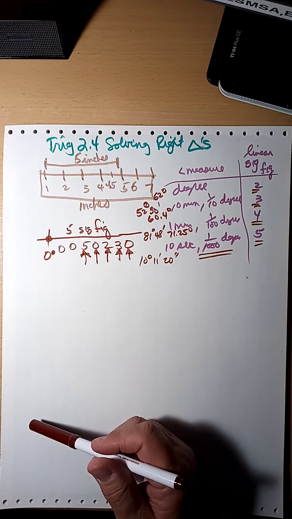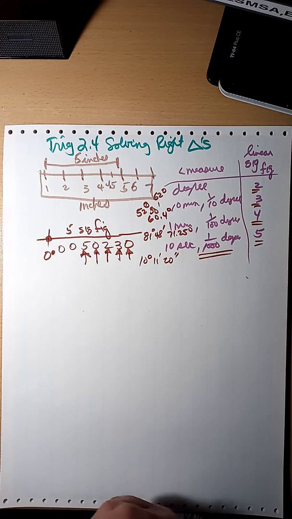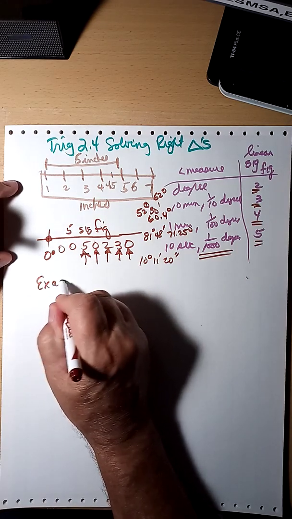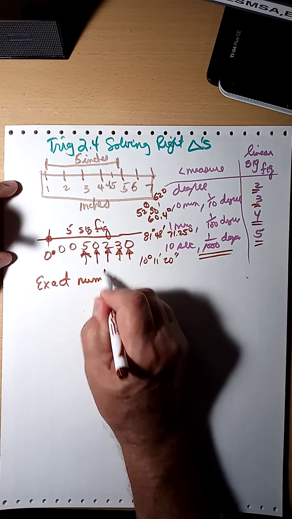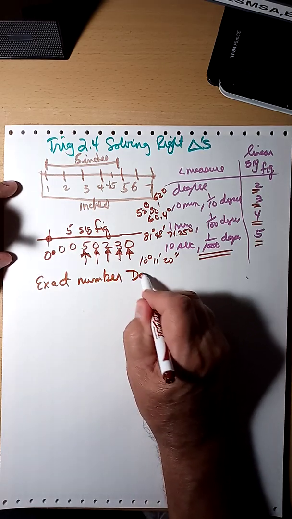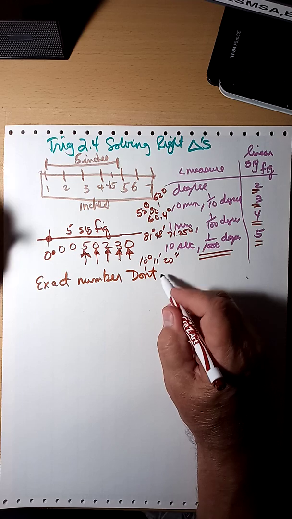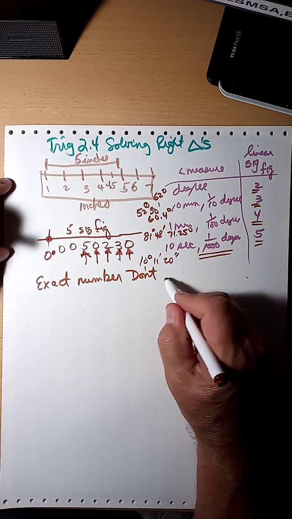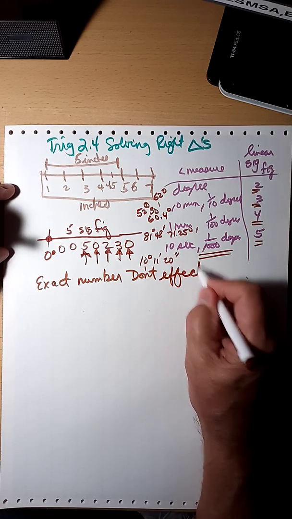So, how do you, exact numbers don't count, or don't affect sig figs.